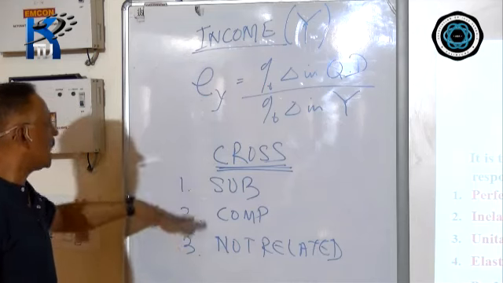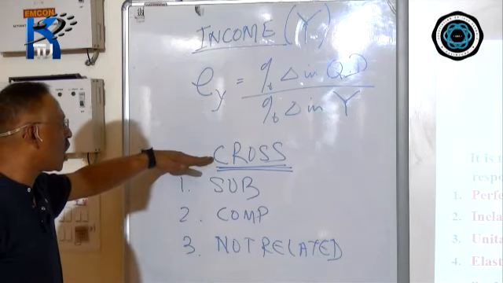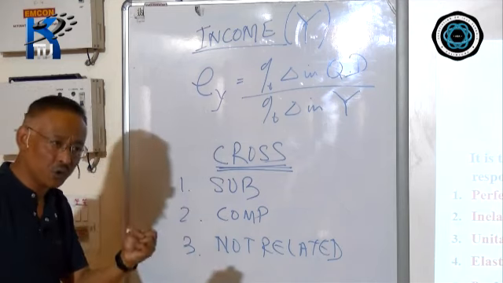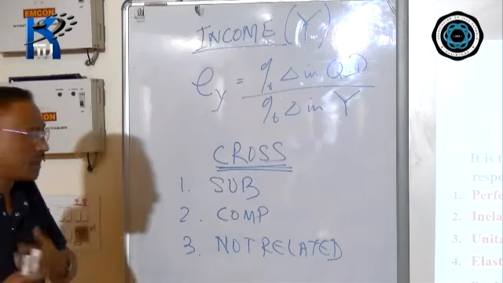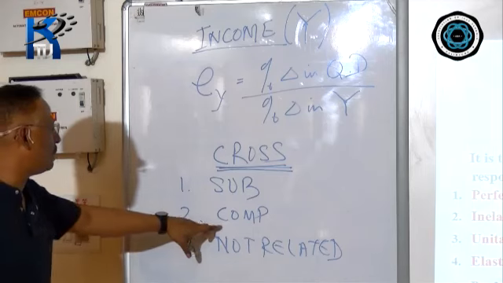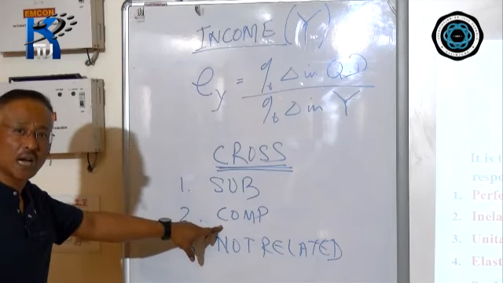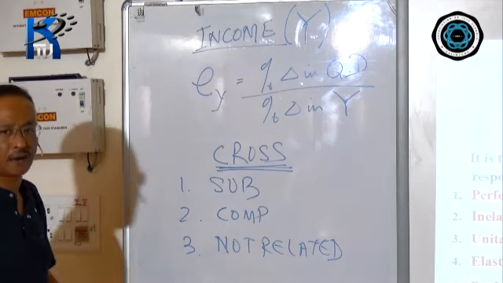Then in the next class, I'm going to teach you cross elasticity of demand, where cross means price of one good and demand for another good. So how can it be related? It could be tea and coffee, substitute goods. It can be complementary goods, that is petrol car and petrol, or not related, TV and chair, no relation.